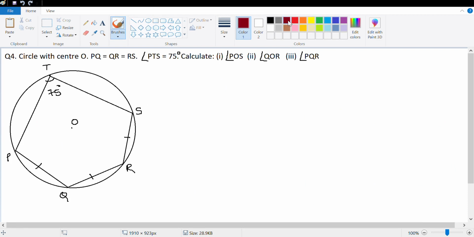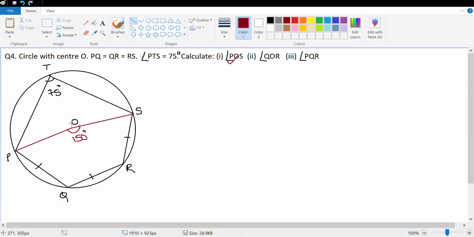Let's read the question. Question says, circle with center O, PQ is equal to QR is equal to RS, and angle PTS is equal to 75 degree. We need to calculate angle POS. So let's first join PO and SO. Now in this triangle, this is definitely not a straight line. So the angle at the center would be double the angle at the circumference, which means this would be 150 degree.